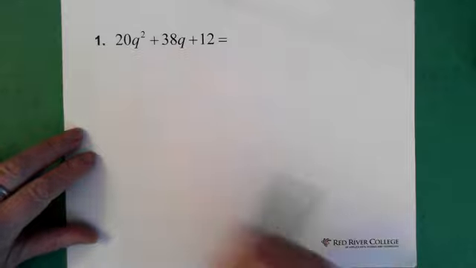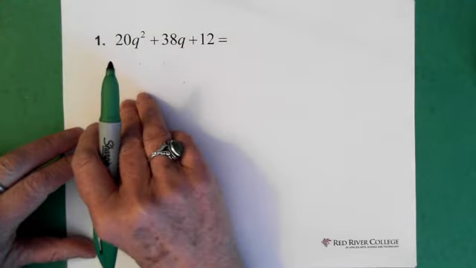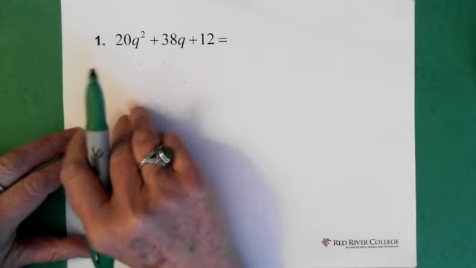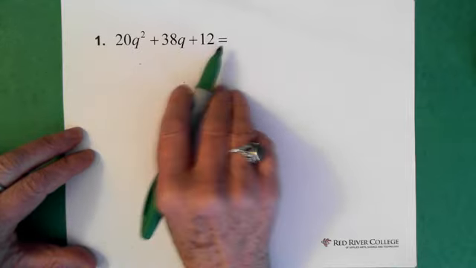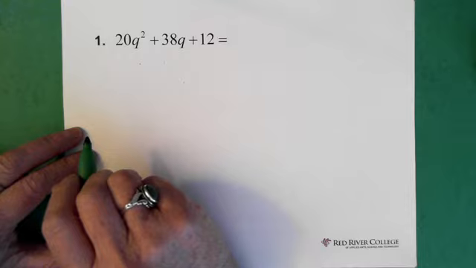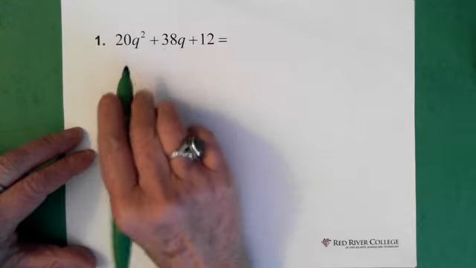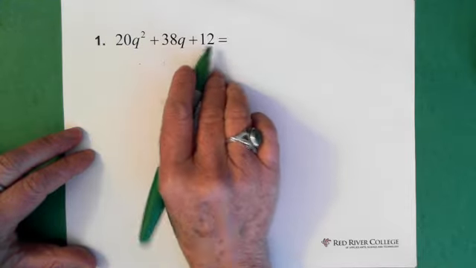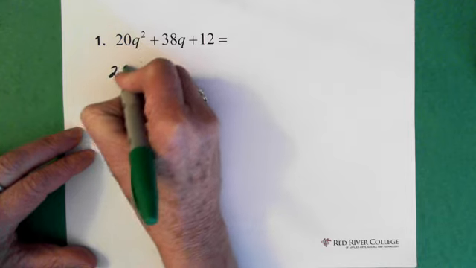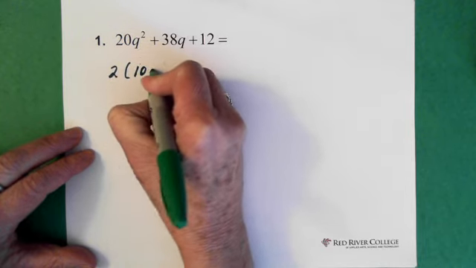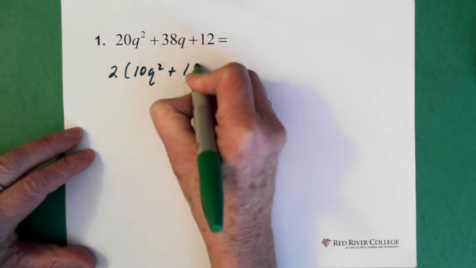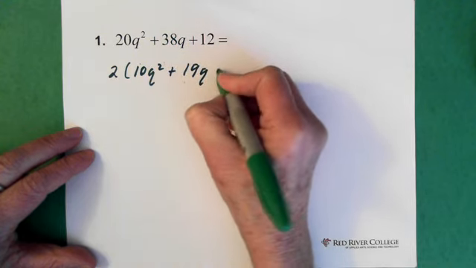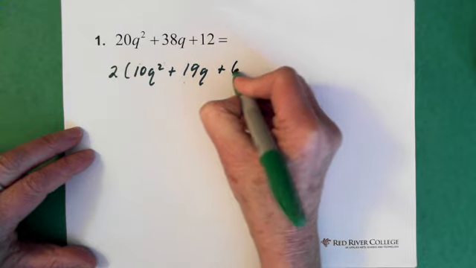So the first thing we do when we're looking at these is we ask ourselves, is there a common monomial? We can see by looking at this that there is, and it's a 2. So we can see there's a 2 in every term. So we pull out the 2, and we're left with 10q squared plus 19q plus 6.